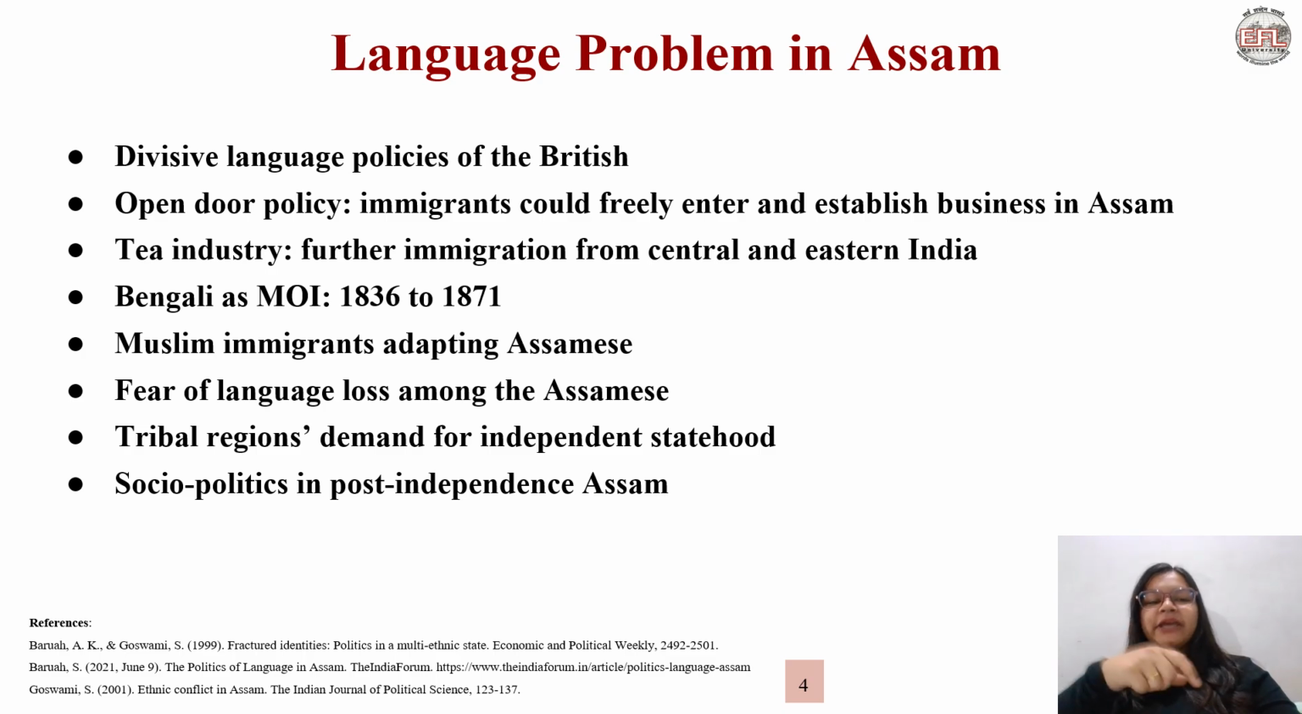So a lot of migration happened because of the tea industry as well, and these were people who had migrated from central and eastern India, from states such as Jharkhand, Bihar, West Bengal, even Andhra Pradesh, Tamil Nadu, Kerala, etc., Odisha. So these are the main regions from where the tribals were uprooted and brought to Assam to work in the tea industry. So all these reasons led to the sense of identity and linguistic identity, which led to the language problem in Assam.